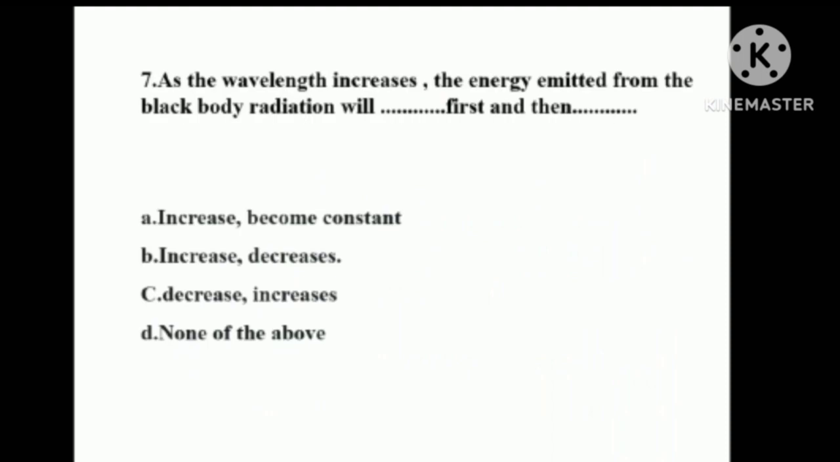Question number 7. As the wavelength increases, the energy emitted from the black body radiation will dash first and then dash. Option A, increase, become constant. Option B, increase, decreases. Option C, decrease, increases. Option D, none of the above.